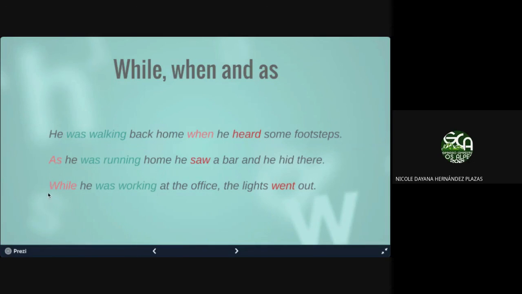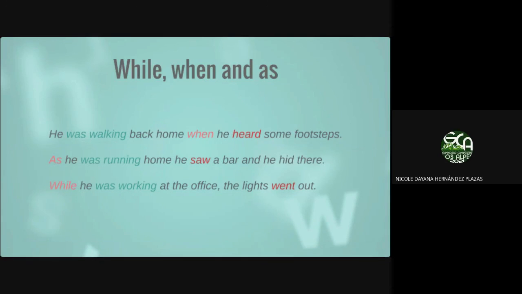Si lo tienes al principio de la oración, vas a separar la acción que es interrumpida de la que interrumpe con una coma, como en este ejemplo. While he was working at the office, comma, the lights went out. Puede ser así. Pero si tú lo pones en el medio, puedes poner the lights went out while he was working at the office. Si este while va en la mitad, mis amores, significa que lo primero que te va a aparecer es la acción que interrumpió. ¿Listo? Si va al principio, lo primero que te va a aparecer es la acción que es interrumpida.